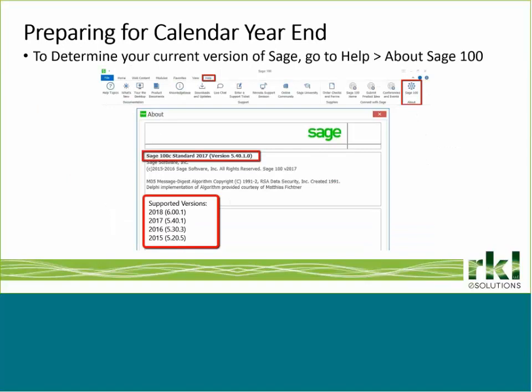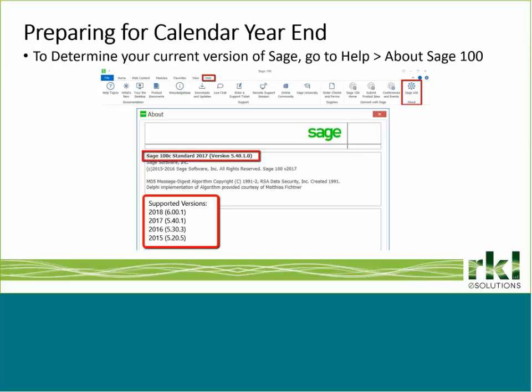If you're not sure what version of Sage you're on, if you go to Help and then About Sage 100, it will give you the year. So for example, it will say version 2017, and it will also give you a version number. In the screenshot that I have up, it has version 2017, and then it says 5.40.1. The 540 represents that it's a 2017, and the number that comes after that, the .1, that's the service pack that's been installed. So I'm on version 2017, service pack 1.